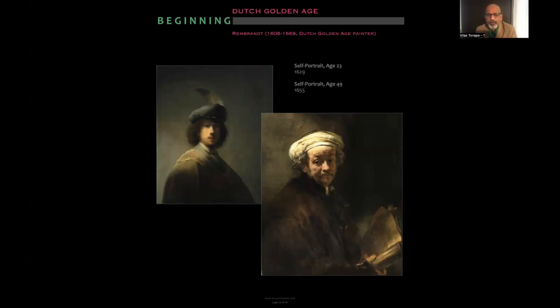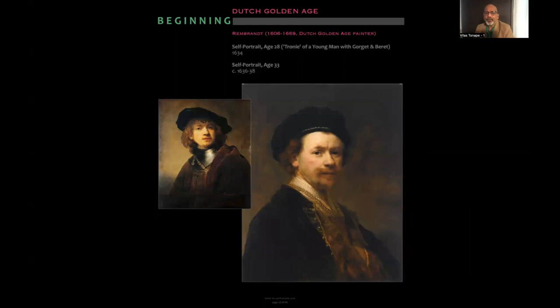Here are a couple more paintings of Rembrandt. He probably did the most self-portraits of anybody, depending on which source you're reading. Like I said, one of the reasons is to practice your skill, and also an easily available model.